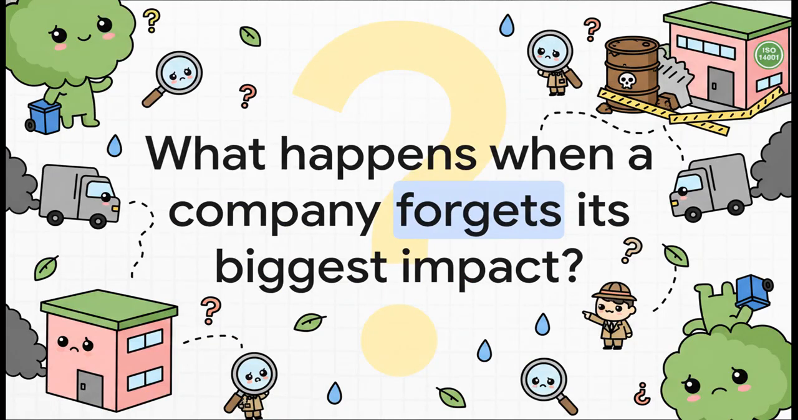It really begs the question, what actually happens when a company simply forgets its biggest environmental impact? Organizations sometimes try to get a little creative with how they draw their system boundaries. They might proudly certify their shiny corporate headquarters, but conveniently leave out a messy, high-emission logistics network or maybe a non-compliant hazardous waste storage facility. As we'll see from the source material, this is exactly where the auditor's detective work becomes absolutely critical.